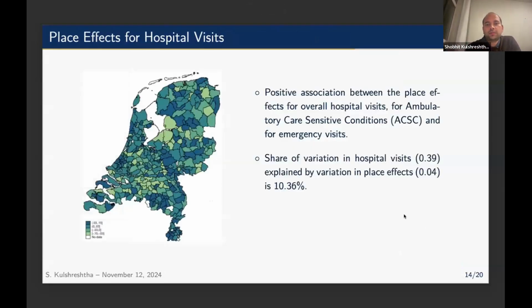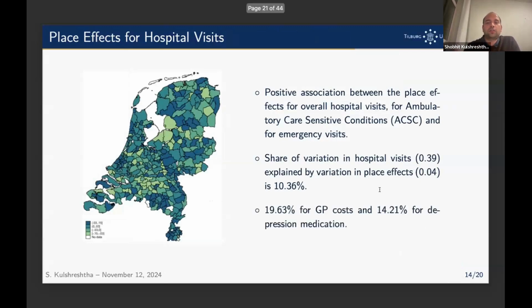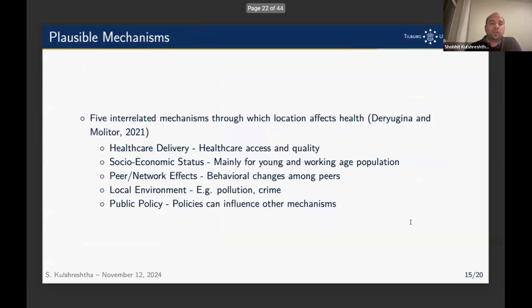Then, because I have the place effect, I can estimate how much of the variation in hospital visits, depression medication, and general practitioner costs can be explained by these place effects. And what I see, as I mentioned before, is 10% for hospital visits, almost 20% (19%) for GP costs, and 14% for depression medication. So actually, it explains a lot of the variation in healthcare utilization among the refugees.